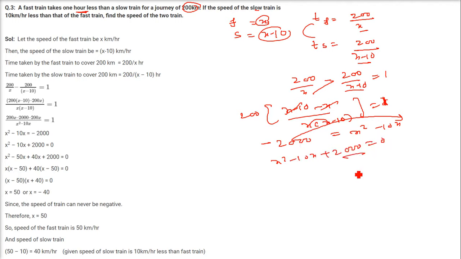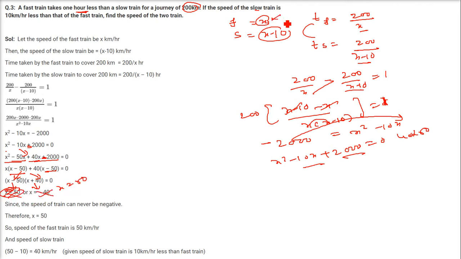Now 2000 can be written as 40 into 50. So for minus 10x, you can write x square minus 50x plus 40x. For minus 10 I am writing. Take x common, this will be x minus 50. Take 40 common, this is minus 40 common, x minus 50. So x minus 50 will come and x plus 40 will come as a factor. This will give you x equal to 50. This will give you x equal to minus 40. This will remain. This we are going to discard because it is negative.